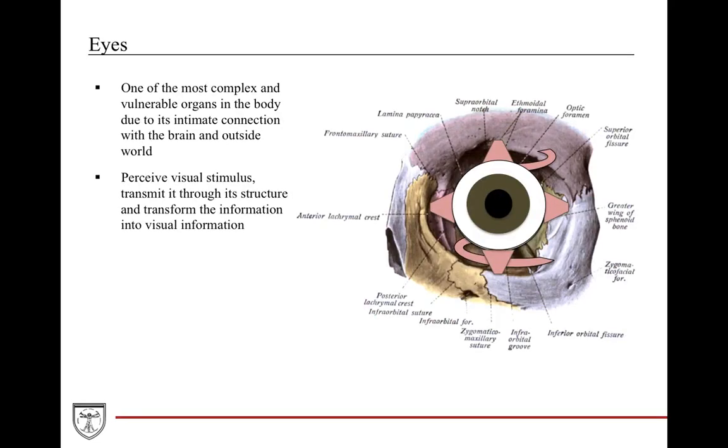So the eyes are one of the most complicated organs in the whole body, yet it's also one of the most vulnerable organs because it's in such close proximity to the brain and the outside world. And what do the eyes do? Everyone knows the eyes pretty much help with vision. That's exactly what they do.